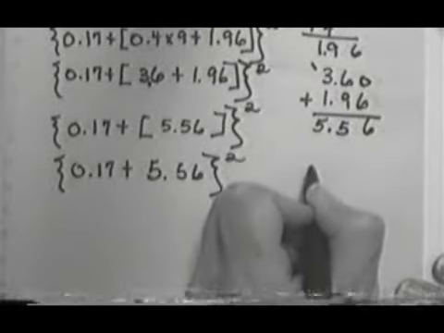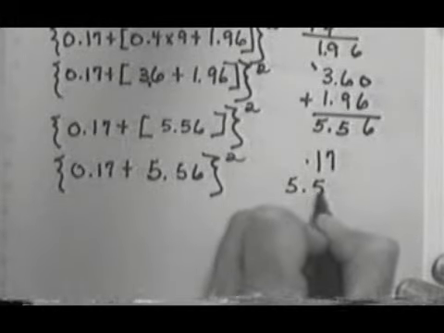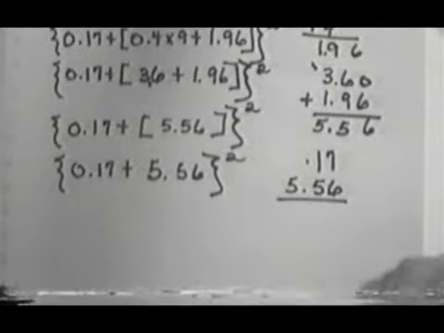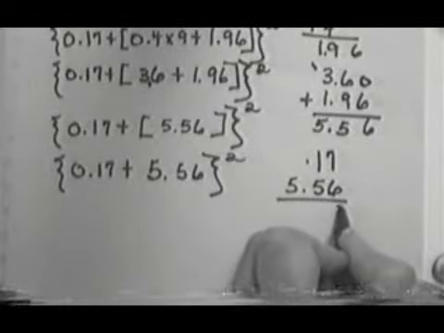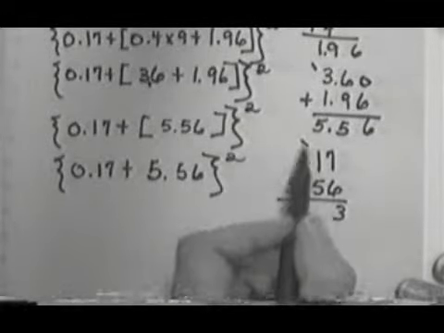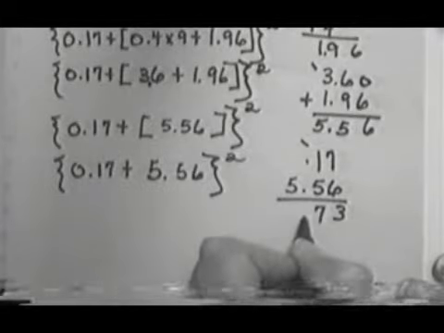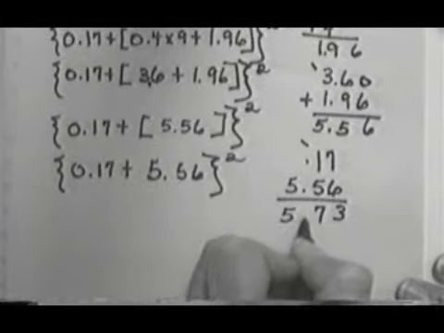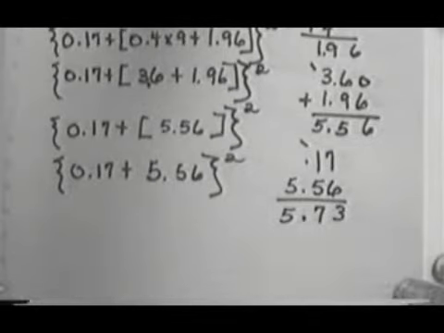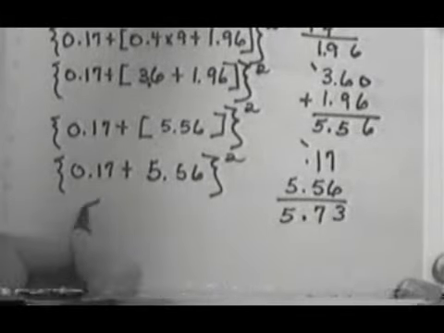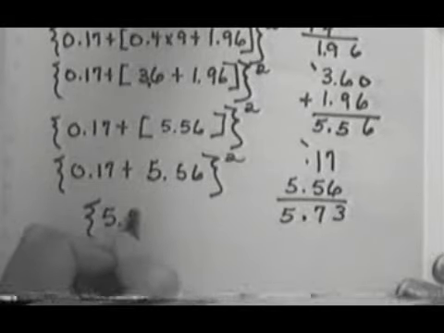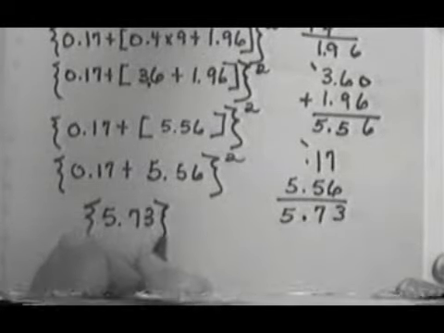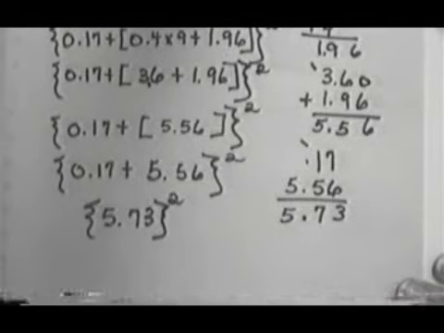So if we come to the side to do that, we have our 17 hundredths and the 5 and 56 hundredths. The 6 and 7 gives us 13. Carry your 1. 1 and 1 is 2 and 5 is 7. And then we have 5 and we keep our decimal straight. So we have 5 and 73 hundredths. That's our answer inside of our braces. Still have the little 2 on the outside. So now we're almost there.